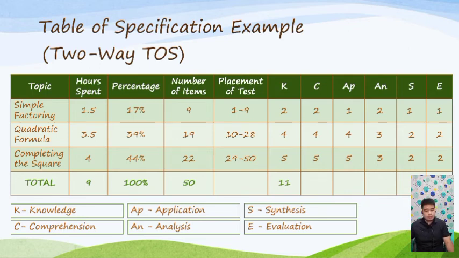Okay, so next, adding these up, for knowledge we have 11 questions, for comprehension we have 11 questions, for application we have 10 questions, analysis 8 questions, synthesis 5 questions, and evaluation 5 questions. So adding up will give us a total of 50 items.